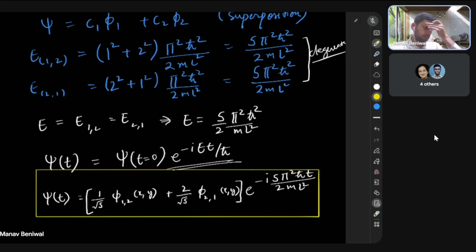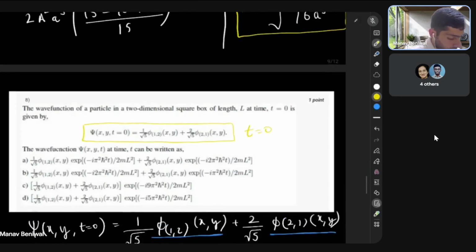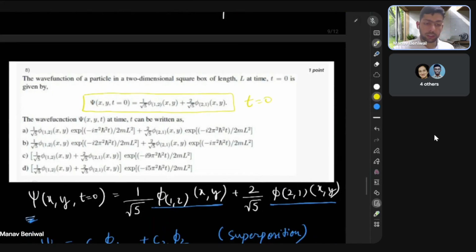Okay, so basically the same wave function multiplied by this factor e to the power iota 5 pi squared h cut t by 2 ml squared. So if you look at the options, as someone pointed out in the chat, option D, and as someone also pointed out in the chat, there is a typo. Instead of h cut squared, it will be simply h cut, because one h cut gets cancelled out.